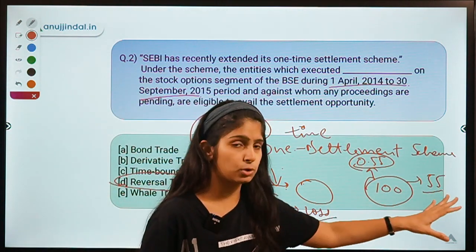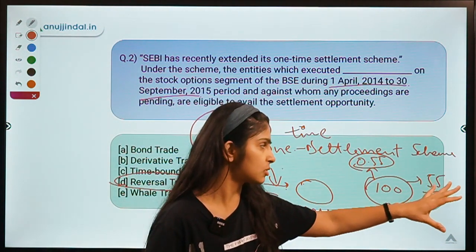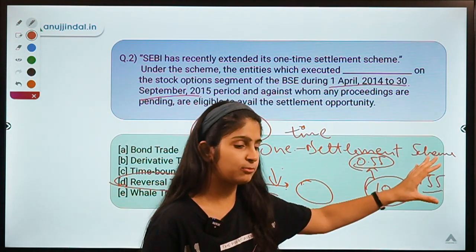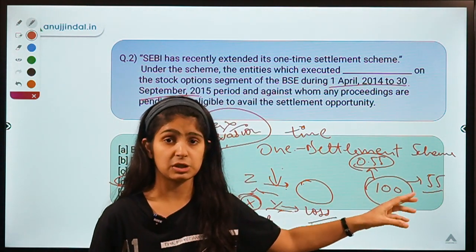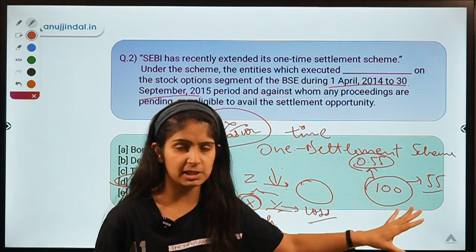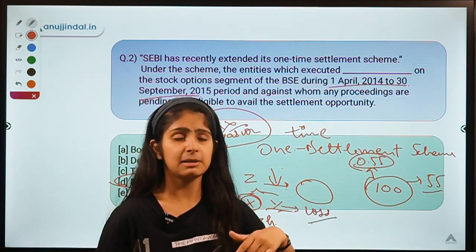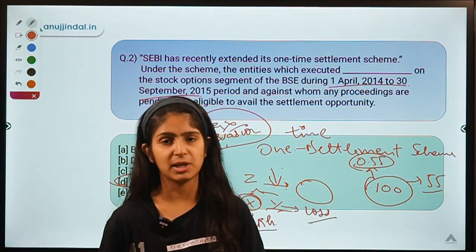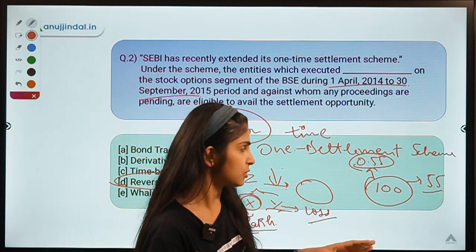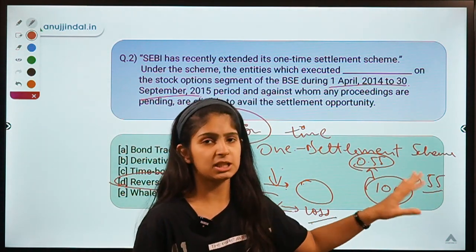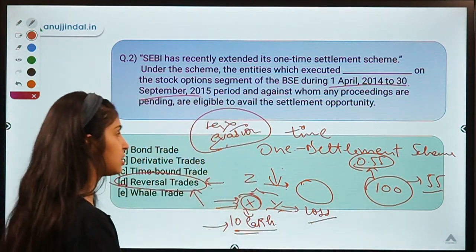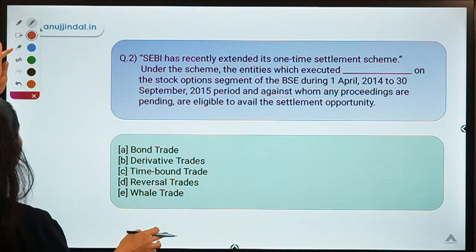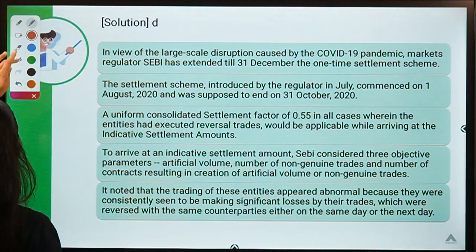And obviously, for those people, they have to pay a lesser compensation, because if they do not avail the scheme and the case carries on, they might have to pay a higher compensation when it ends or when it gets closed, right? So they can carry on and get this case closed. So this is the one-time settlement scheme which has been recently extended by SEBI.